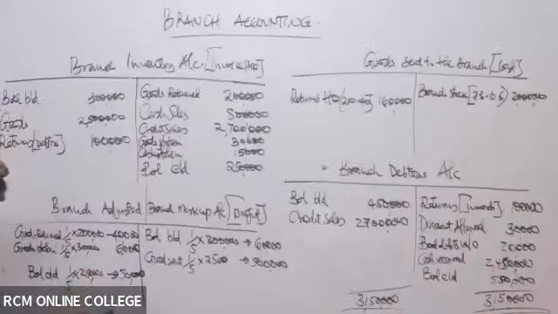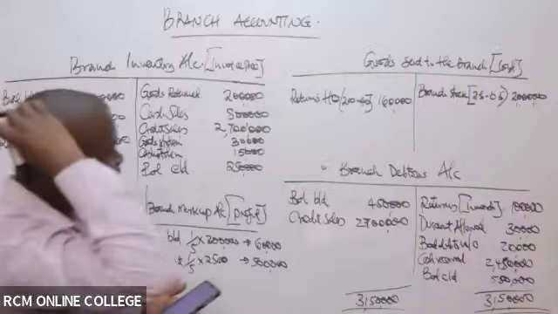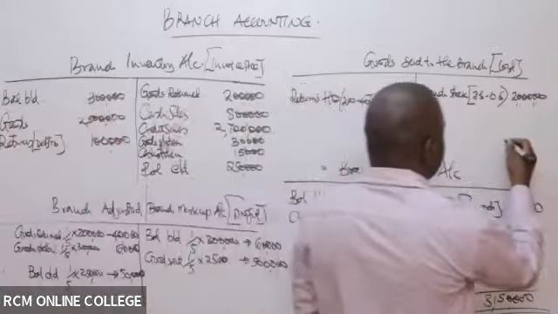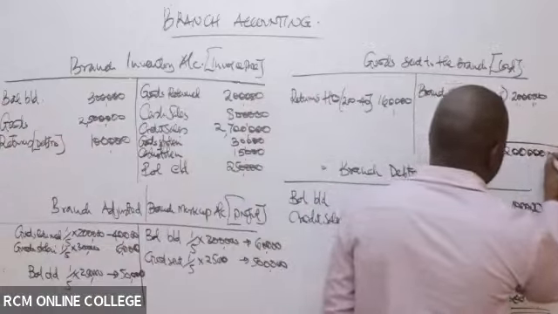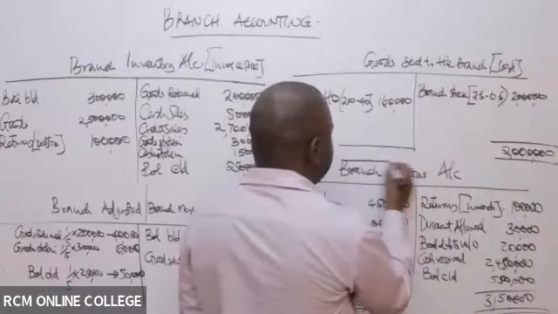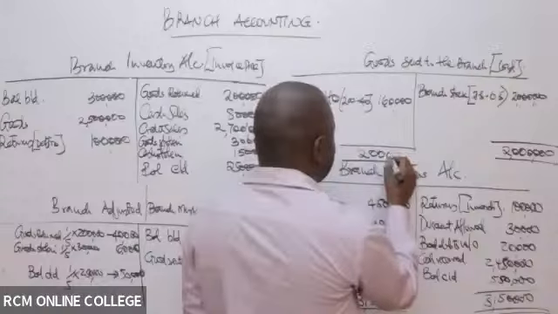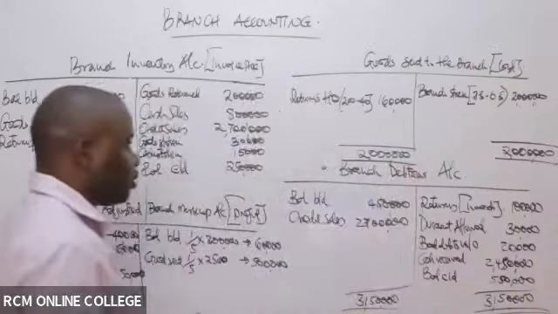So then in this case, you can balance the goods sent to the branch. So which side seems to be more? So this side seems to be more. Looks to me this side is actually more. So we have 2 million.